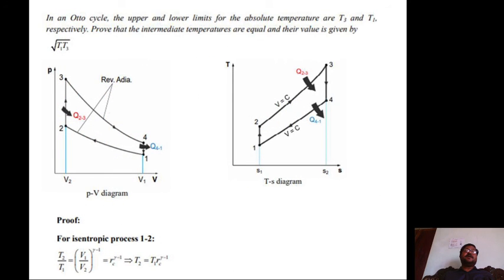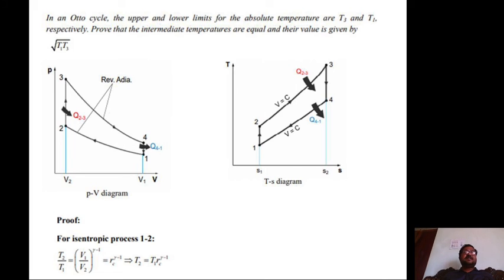Another important problem for the Otto cycle is this: prove that the intermediate temperatures are equal, and the values are given by root of T1 T3. This is a very important problem, and also this is a derivation type problem. It is one of the derivation type problems. This problem can be written in various ways.